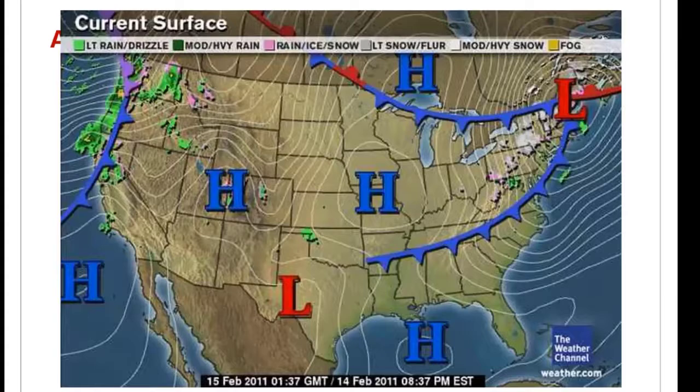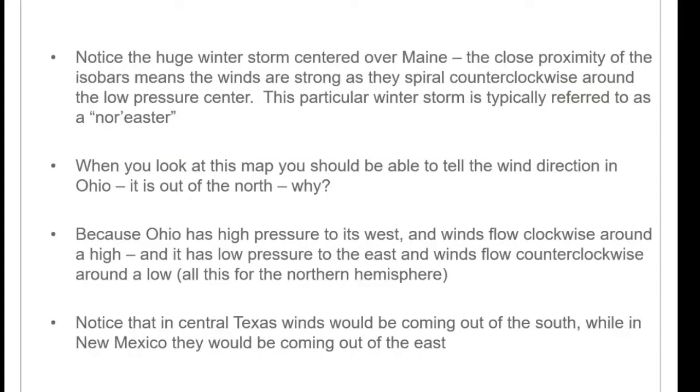Okay. So if you look, there's a gigantic storm or low pressure system centered over Maine. That is called a Nor'easter. And they're very common. That storm just moves right up the East Coast. If you look at the isobars, the changes in the pressure, they're very close to each other there. That means there's very heavy winds.